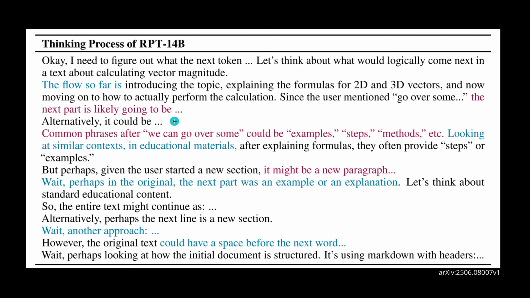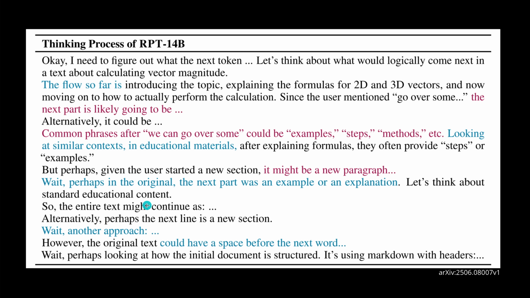and I imagine O3 Pro going here for minutes on 1000 GPUs just in all possible directions. Common phrases after we can go over sum could be examples, steps, methods, looking at similar concepts in educational materials after explaining the formulas. And you might say, my goodness, what are you doing, AI? And the text goes on, but perhaps given the user started a new section, it might be a new paragraph. Wait, perhaps in the original, the next part was an example or an explanation. Let's think about this standard educational context pattern. So the entire text might continue as, but alternatively, perhaps the next line is also a new section.